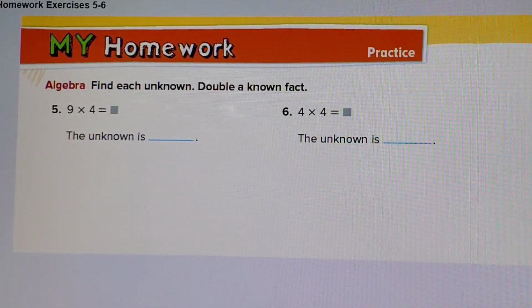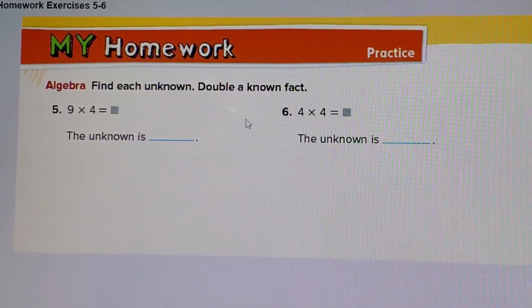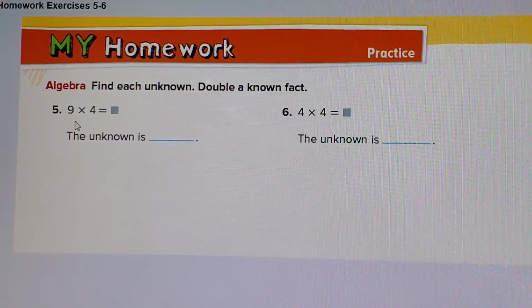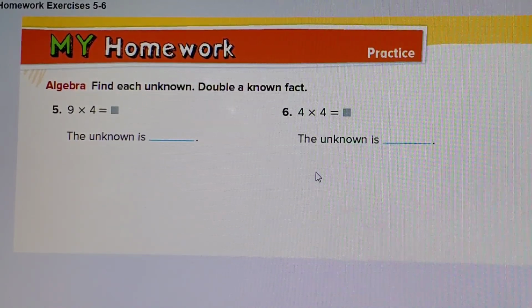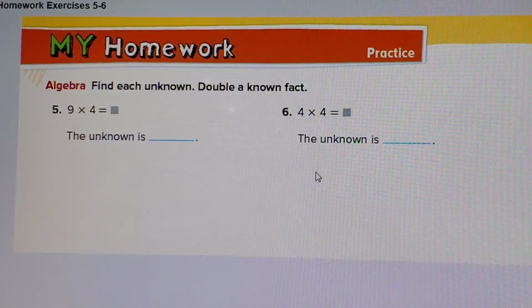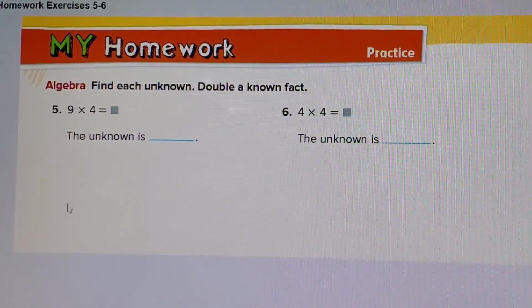My homework numbers 5 and 6. Find each unknown, double a known fact. You don't have to draw an array here. We're going to decompose 4 because 9 is an odd number. So we're going to say 9 times 2 equals 18, plus 9 times 2 equals 18. 18 plus 18 equals 36. Here we're going to say 2 times 4 equals 8, plus 2 times 4 equals 8. 8 plus 8 equals 16.